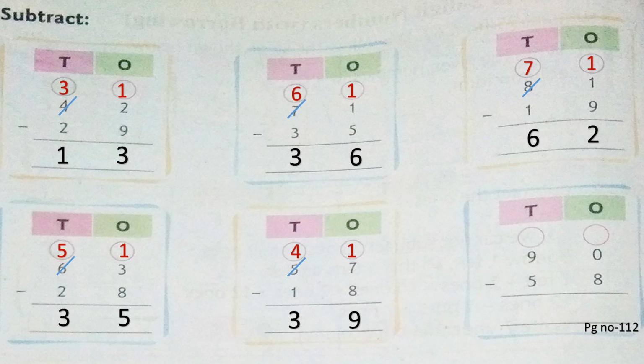Let's go to the next sum where it is 90 minus 58. Let's carry 10. We have 10 in ones place and 8 in tens place. 10 minus 8 will be 2. 8 minus 5 will be 3.